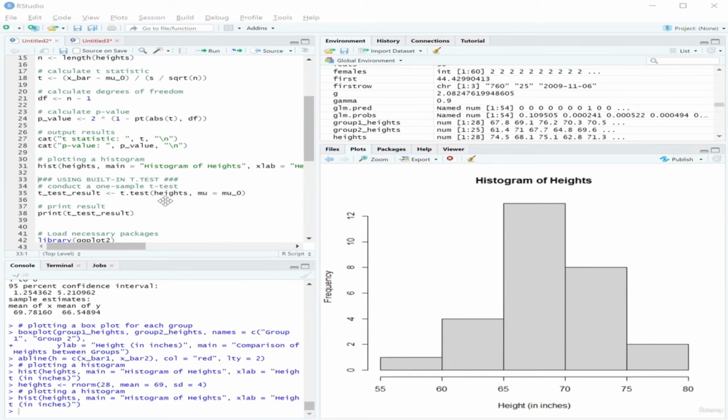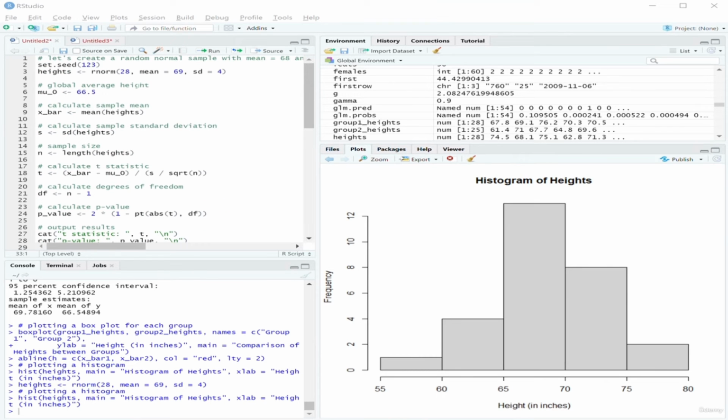So in this video, I want to go through how to conduct a one sample t-test and then also an independent two sample t-test in R. We're going to do both of them from scratch, and then we're also going to show how to use R's built-in t.test function to do it in a whole lot simpler fashion. And so let's start off with the one sample t-test.